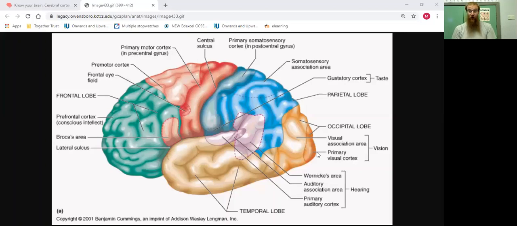Okay, so there's a lot going on in the cerebral cortex. It's the wrinkly surface of the brain. It's probably not too deep, but it covers about 80% of the brain.